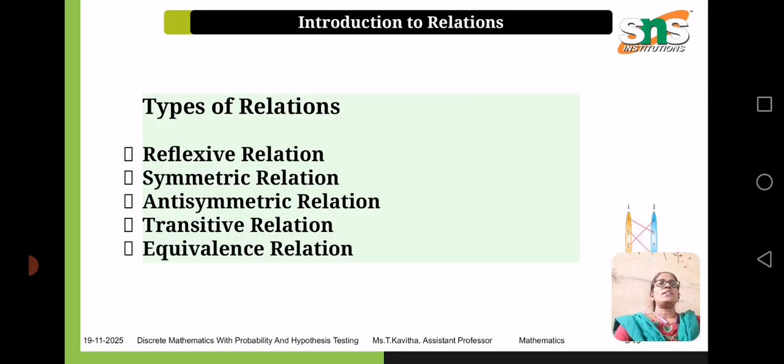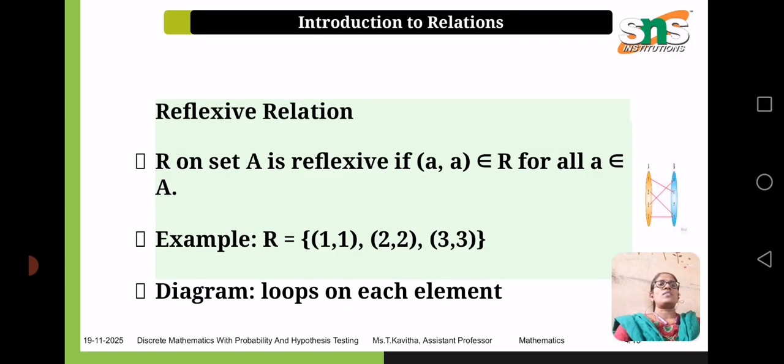Next, we are going to see the types of relations: reflexive relation, symmetric relation, antisymmetric relation, transitive relation and equivalence relation. First, we are going to see the reflexive relation. A relation R on a set A is reflexive if (a, a) belongs to R for all a belonging to A. An element related to the same element is called a reflexive relation. Example: a relation R equal to {(1, 1), (2, 2), (3, 3)}. The diagram has loops on each element.